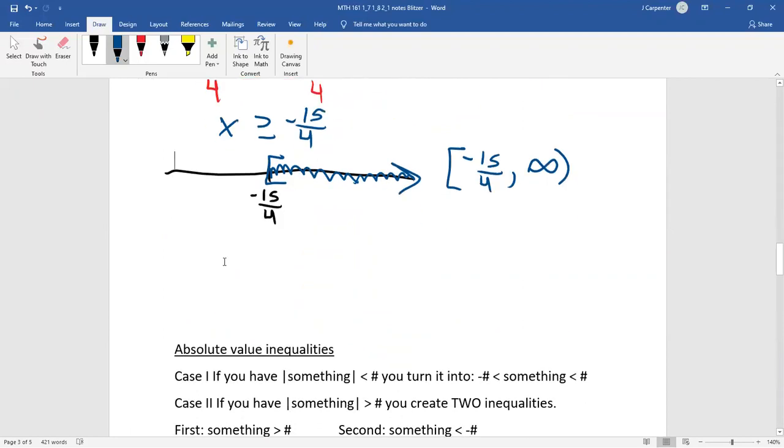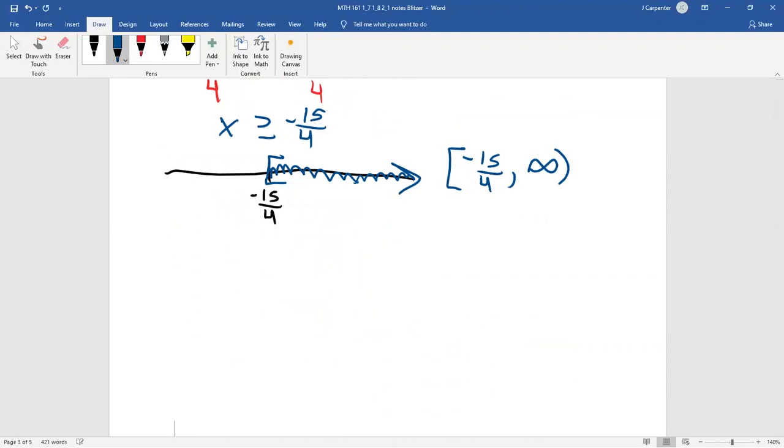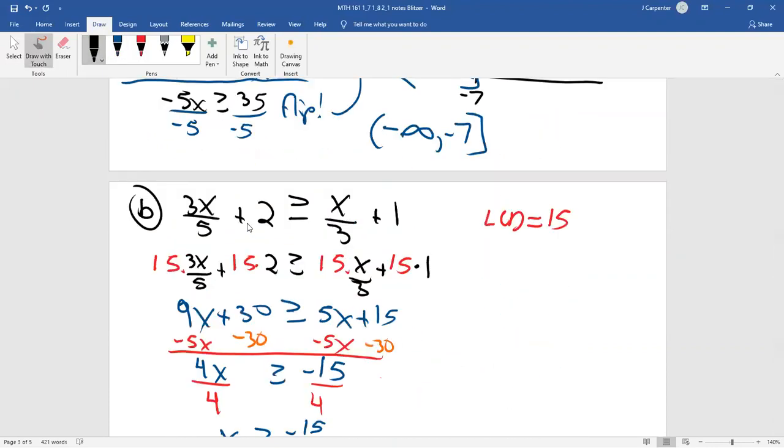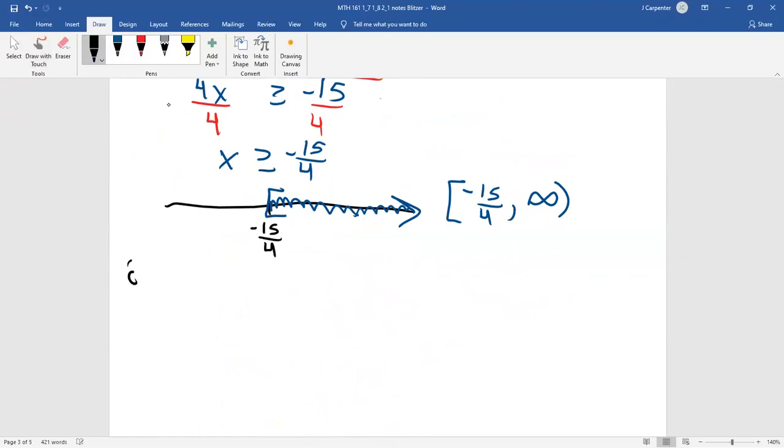So I'm only going to do 2 more examples of these, and they're going to be very unique. So that was B, correct? Yes. So this will be C. And this is going to be 3x is less than 3x plus 2.